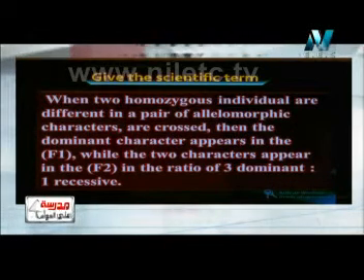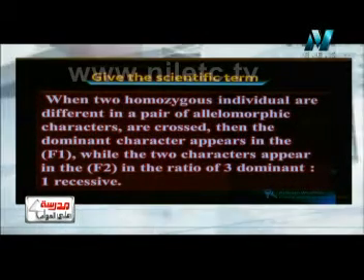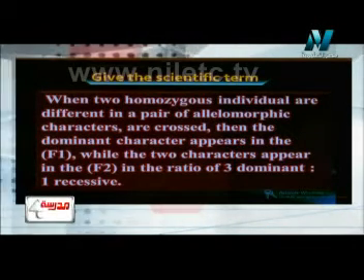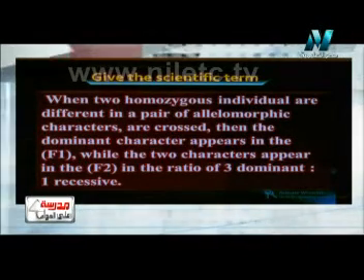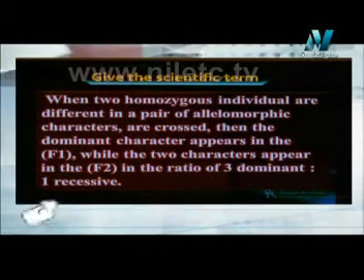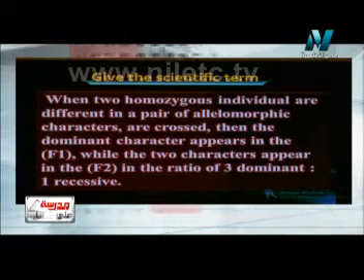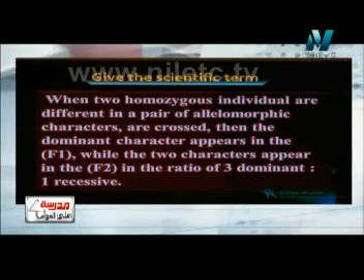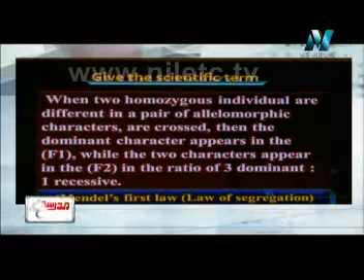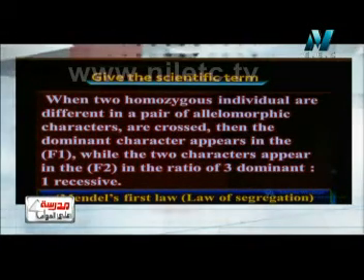When two homozygous individuals that are different in a pair of allelomorphic characters are crossed, then the dominant character appears in the F1 or first filial generation, while the two characters appear in the F2 or second filial generation in the ratio of 3 dominant to 1 recessive. That's Mendel's first law, or the law of segregation. The next.